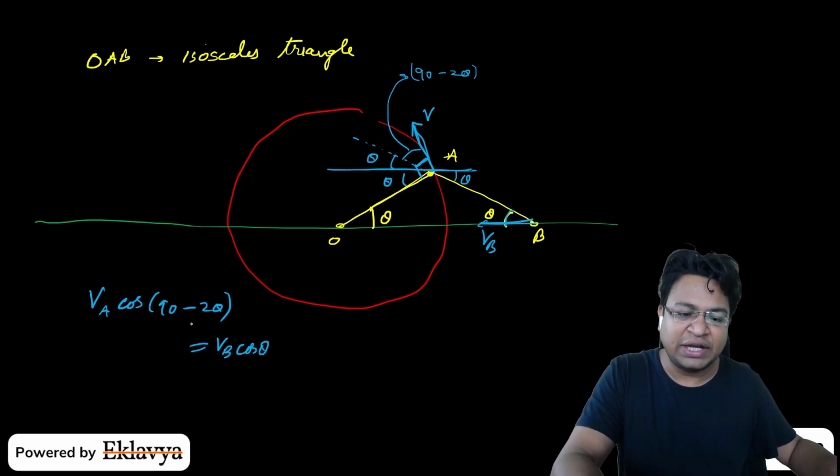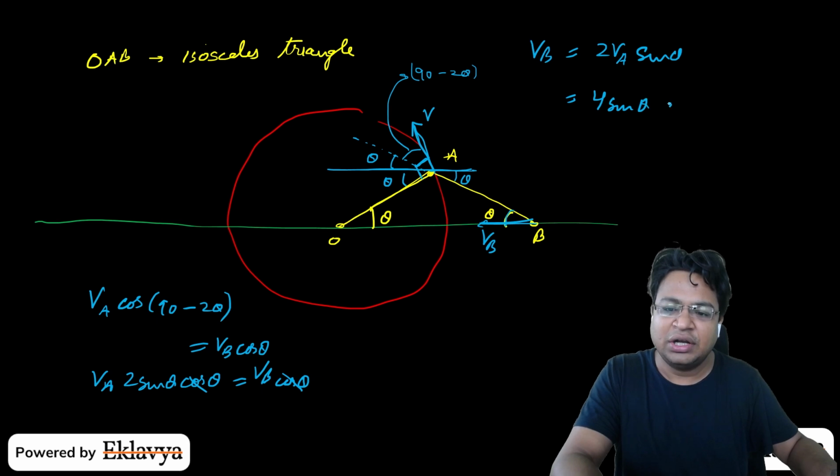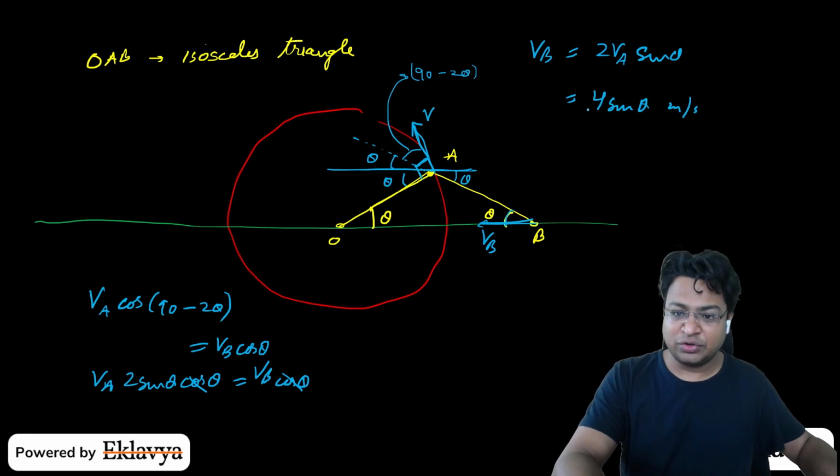So this will become sine 2 theta. So VA into sine 2 theta. Sine 2 theta can be written as 2 sine theta cos theta. This will be equal to VB cos theta. We can cancel out cos theta. So the value of VB comes out to be 2VA sine theta, and VA is given to be 2 meter per second. So it will become 4 sine theta meter per second. So that is one thing we are going to make use of.